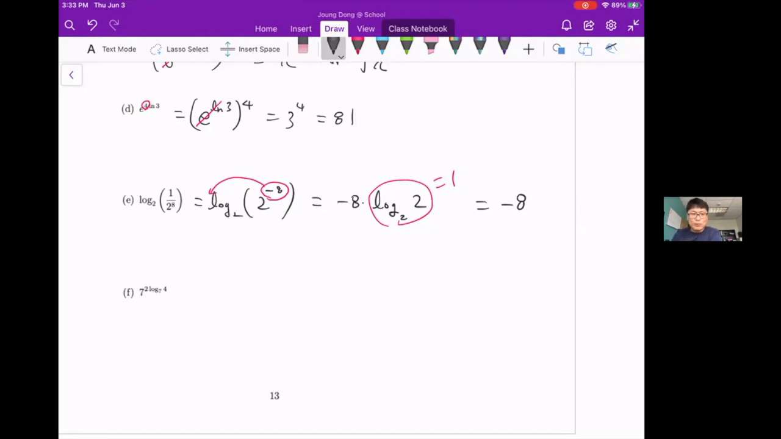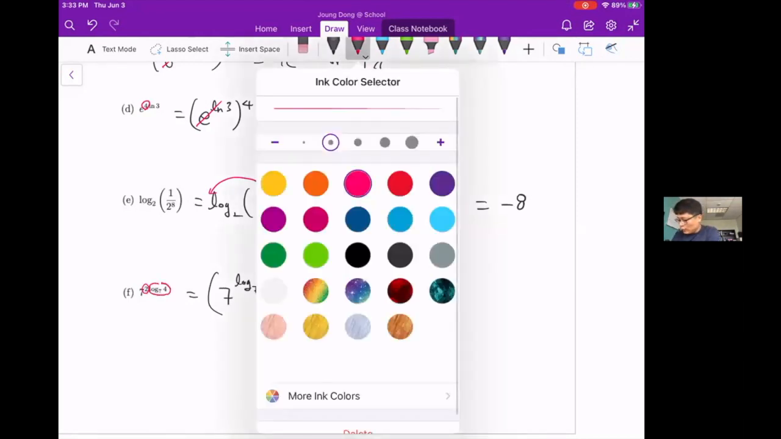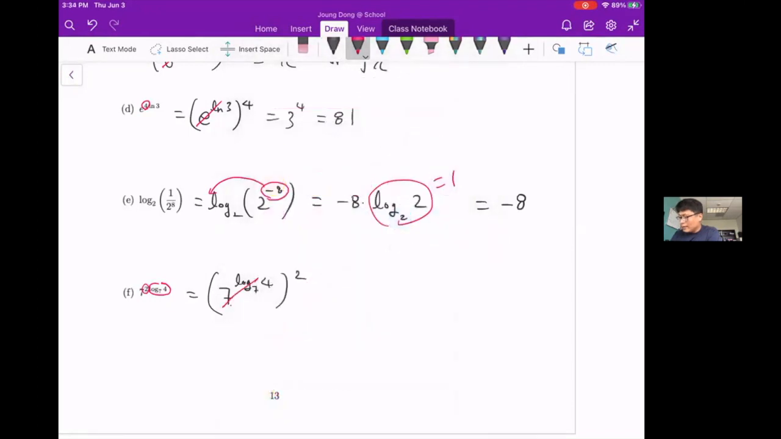What about F? That is also the same thing as the previous problem, problem D, right? So I can rewrite this one as 7 to the log 7 of 4 squared, because when you look at the power, it is 2 times log 7 of 4. Is that okay? Then we know this will be canceled out and it is equal to 4, then the answer is 4 squared, which is 16.